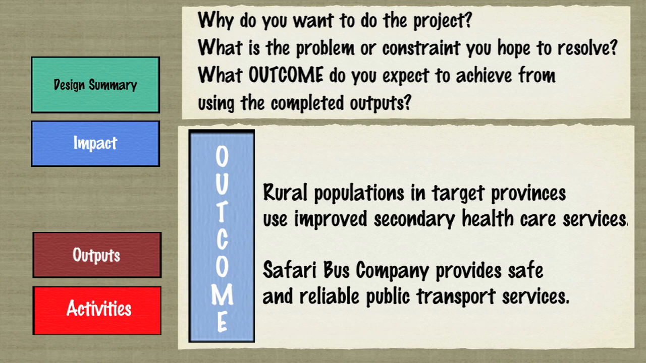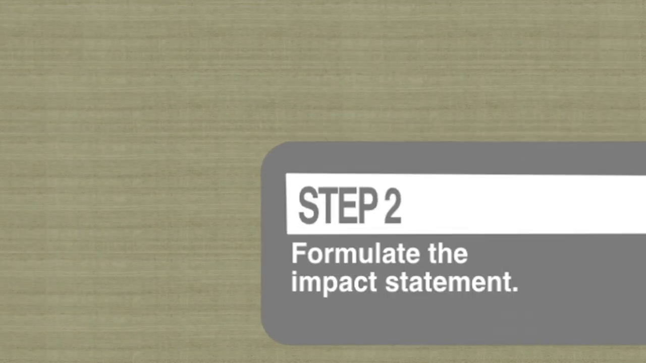Examples: rural populations in target provinces use improved secondary health care services. In our earlier example, public bus company provides safe and reliable public transport services. Step 2. Formulate the impact statement.